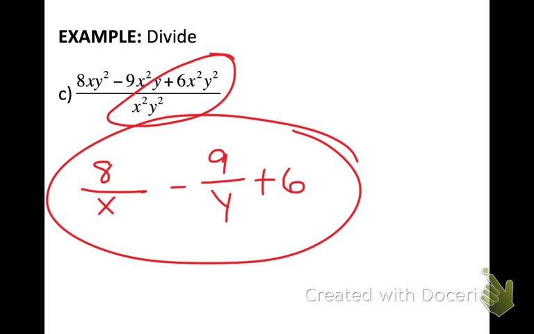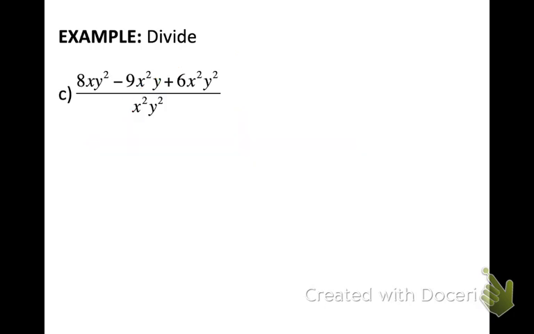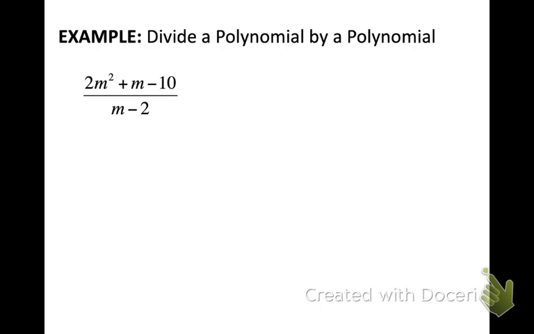So can we divide by monomials? Can we jump to binomials now? Okay. All right, so dividing a polynomial by a binomial is where our long division is going to come into play. Because now I can't just do 2m squared divided by m minus 2, and then m divided by m minus 2, and then negative 10 divided by m minus 2. That doesn't do anything for us. So this is where we have to set up our long division.